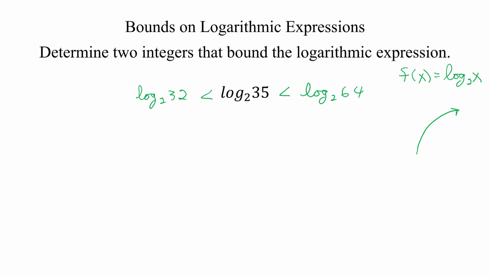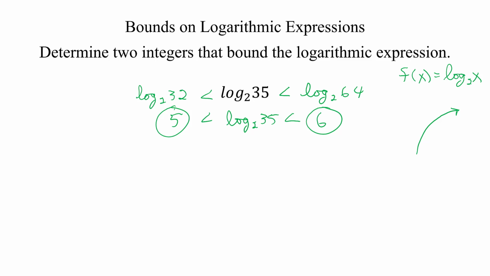Why did I pick these two? Why did I pick log to the base 2 of 32 and log to the base 2 of 64? Well, log to the base 2 of 32 is the power of 2 that gives 32, or 5. Log to the base 2 of 64 is the power of 2 that gives 64, or 6. So we get integers for both of these logs, and right in the middle there would be log to the base 2 of 35. So I have bounded log to the base 2 of 35 by the integers 5 and 6.